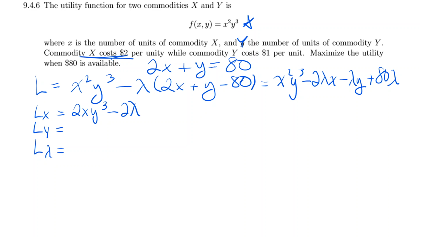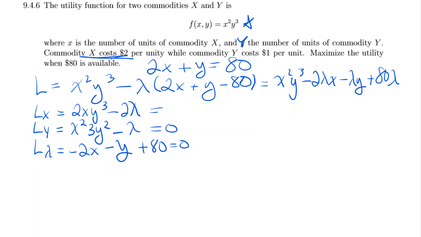Let's derive the y, leaving x alone, so x squared comes along for the ride. I'm going to get a 3y squared. I almost said cubed, that would have been wrong. That's got no y, so it gives me nothing, minus just a lambda. And then last but not least, our lambda derivative gets nothing off that utility function because it's got no lambdas. We get a negative 2x, a negative y, and a plus 80. Setting these all equal to 0 to get ready to solve.